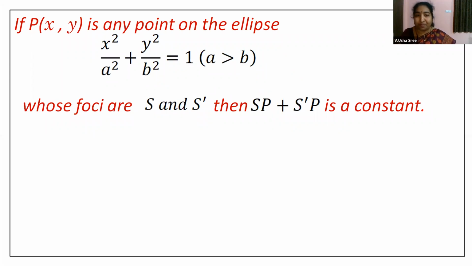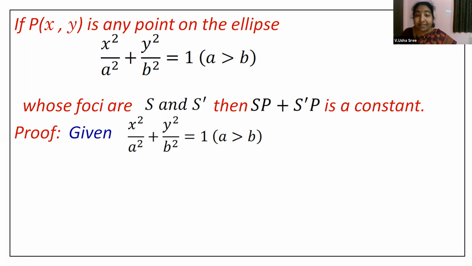SP and S dash P. What is P? P is a point which is randomly taken on the ellipse. S and S dash are the foci of the ellipse. Right? Having discussed that, we will see what is the proof. You are given the ellipse equation, that is x square by a square plus y square by b square is equal to 1, where the condition given is a is greater than b.